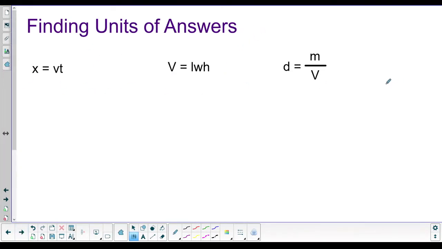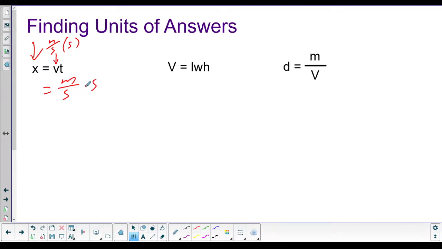Here are some equations. I'm going to go ahead and give us the units, and we're going to try and figure out what are the units of the answer. So this is distance, and we use x for that, but we'll get to that later. Don't trip too much. Distance equals velocity times time. So the units for velocity are meters per second. The units for time are seconds. So we're going to do meters over seconds times seconds.